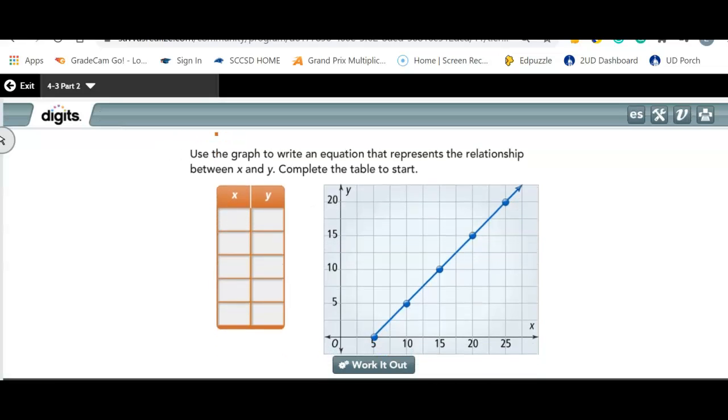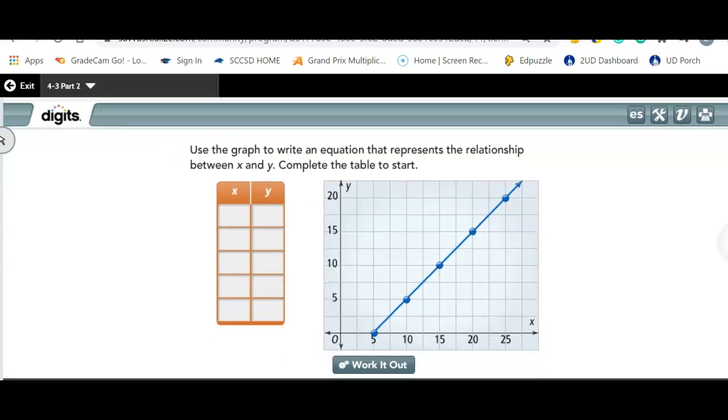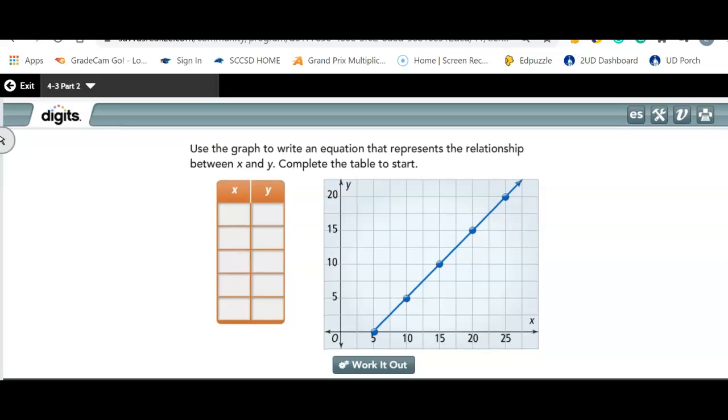Okay, let's go ahead and I want you to look at the one on your guided notes now under part 2. It says use the graph to write an equation that represents the relationship between x and y. Complete the table to start. Take your information from the graph, hint, the ordered pairs, create your table, then write an equation. If you want to talk this through with someone, go for it.